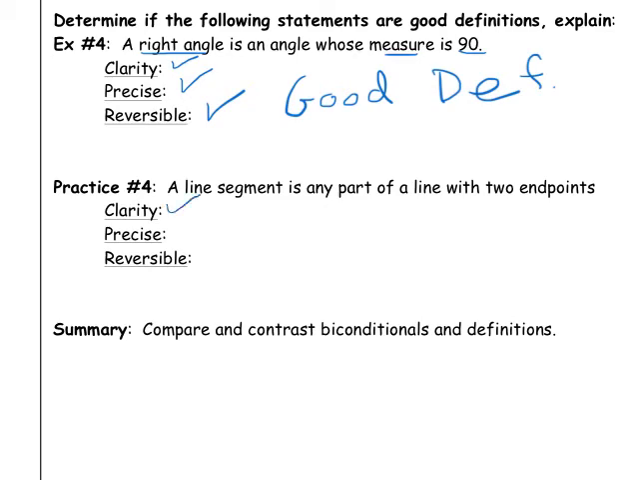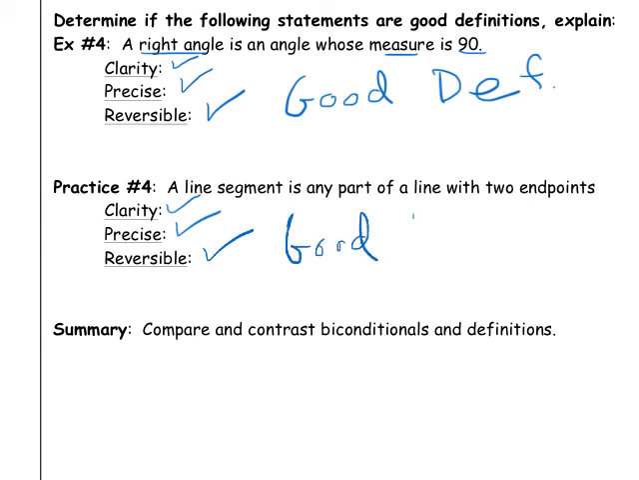A line segment is any part of a line with two endpoints. It's very clear. We should know what line segment is, and we should know what endpoints mean. Precise, yeah, it is part of, but it's just because a line segment can be really long or really short, so it doesn't really matter how long it is. So it's just any part of a line with two endpoints. So it's precise enough for what we need to define. And is it reversible? Could I say that any part of a line with two endpoints is in fact a line segment? Could I say that? Yeah, I could. So it is reversible. So that is also a good definition.